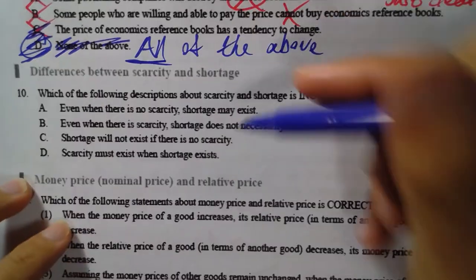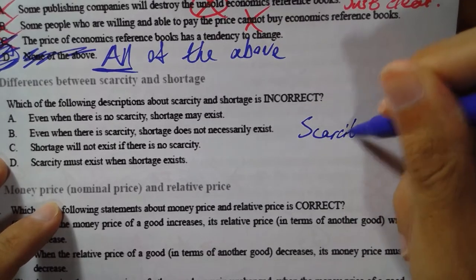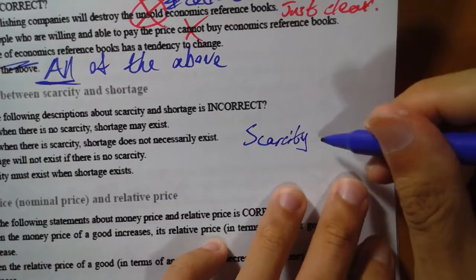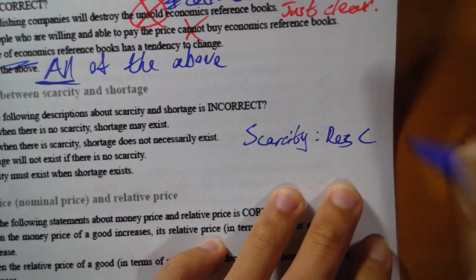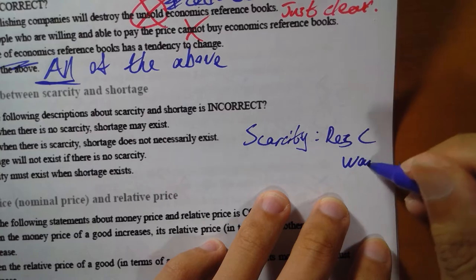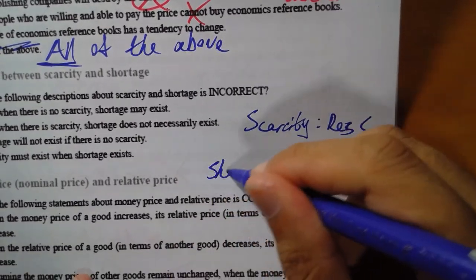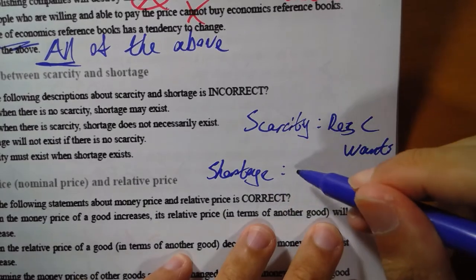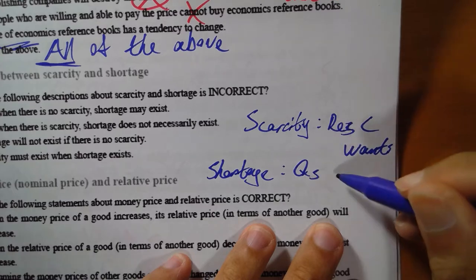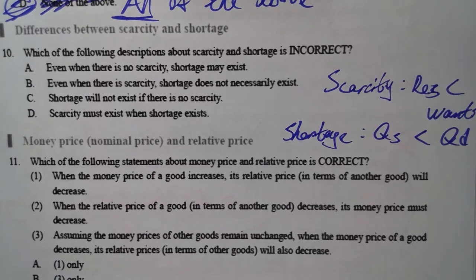Okay, now, let's talk about it. Scarcity. It means resources not enough to satisfy all wants, right? For shortage, it means QS not enough to satisfy all QD. Okay, so let's see which one is incorrect.